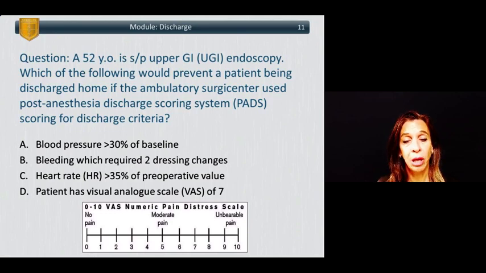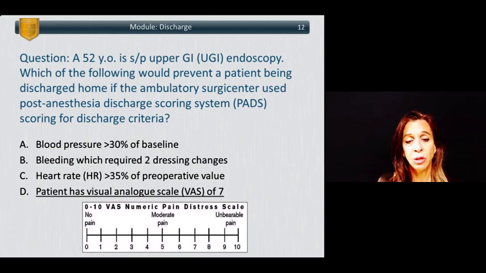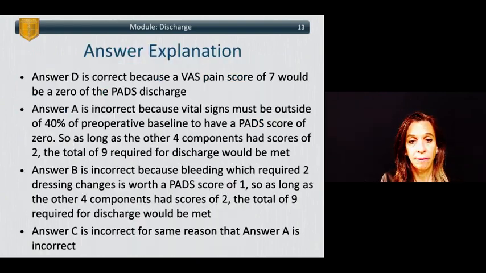A, the patient had a blood pressure that was greater than 30% of their baseline blood pressure. B, bleeding which required at least 2 dressing changes. C, heart rate greater than 35% of the preoperative value. Or D, the patient has a visual analog pain score of 7, or a VAS score of 7. And the answer is if the patient had a visual analog pain VAS score of greater than 7.